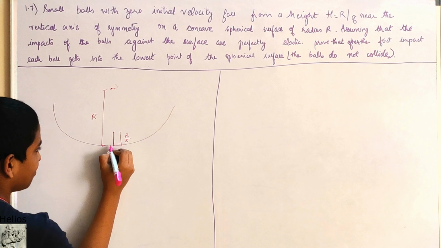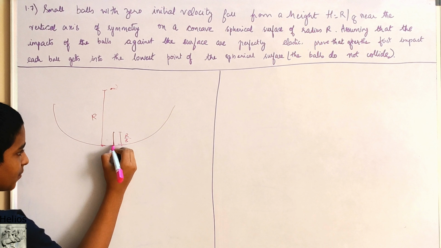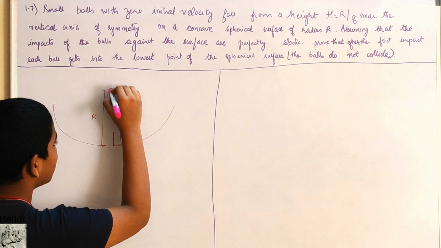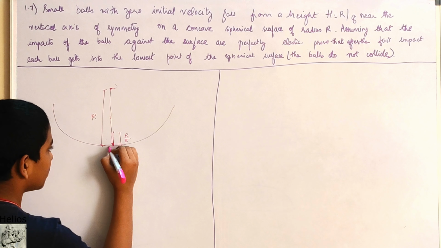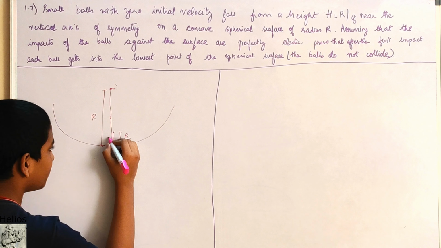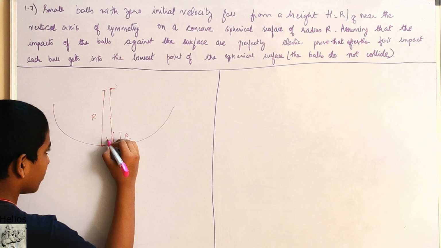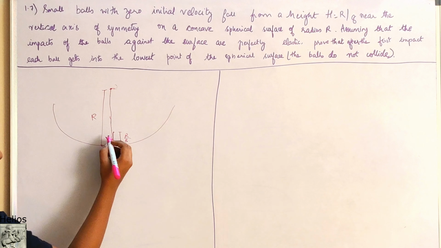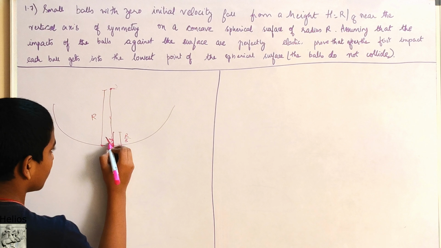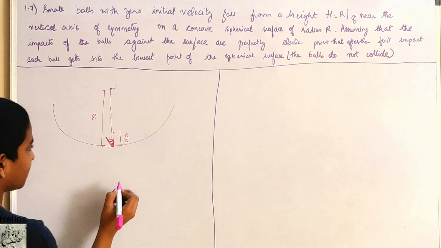We are drawing velocity. Now, this will be the perpendicular to the surface from the center, and the balls will reflect like this. Let this be alpha, and this will also be alpha. So this angle is 2 alpha.